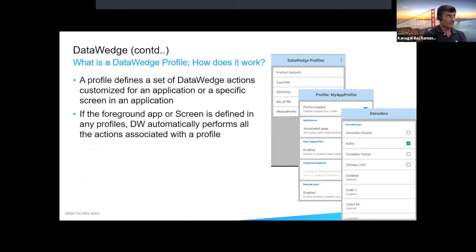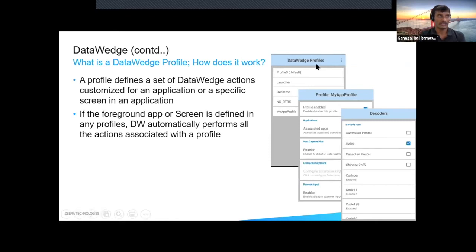So when it comes to the data wedge, everything goes with the profile. A profile defines the set of data wedge actions customized for an application or a specific screen in an application. If the foreground app or the screen is defined in any profiles, the data wedge will automatically detect all the actions associated with the profile and configure the scanner settings or the other settings for your application.